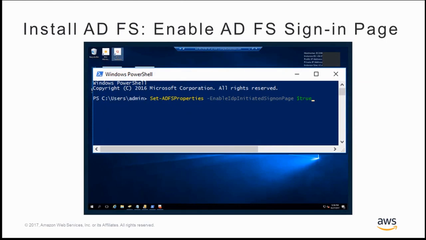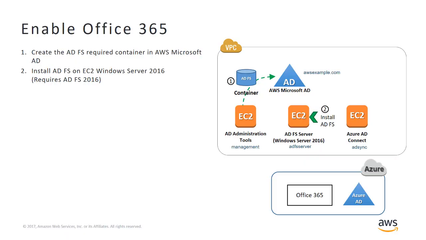Once that's complete, you now need to enable ADFS to run the sign-in page. So from the PowerShell, use the Set-AdfsProperties command and enable the initiated sign-on page. We've now completed setting up the ADFS service on the server, so now we need to connect it to Office 365 so that it will authenticate using ADFS.